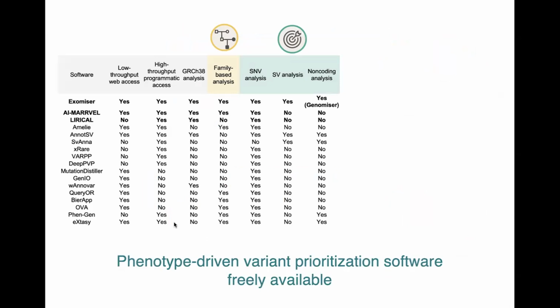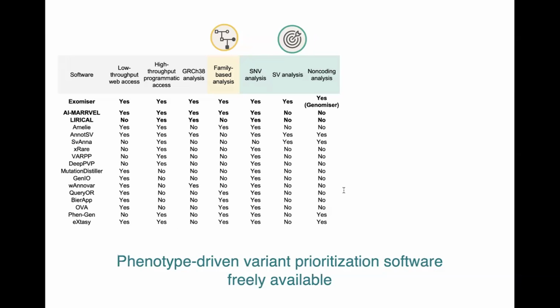So, as previously discussed, numerous phenotype-driven variant prioritization tools have emerged over the past decade, using different methods like natural language processing, machine learning, and artificial intelligence, including deep neural networks, semantic similarities, and statistical probability approaches such as likelihood ratios. This table summarizes a selection of peer-reviewed, freely available tools.